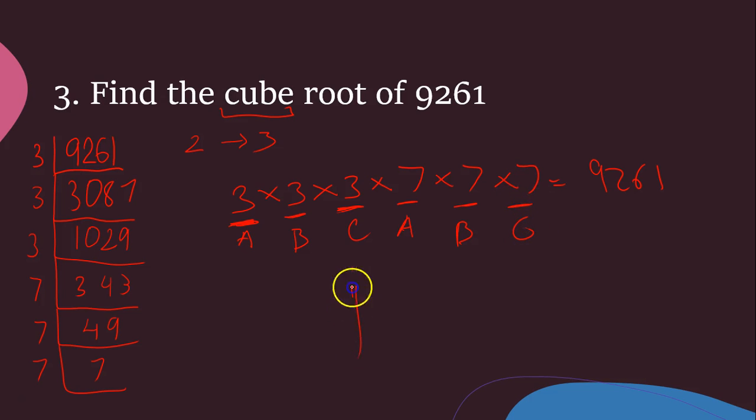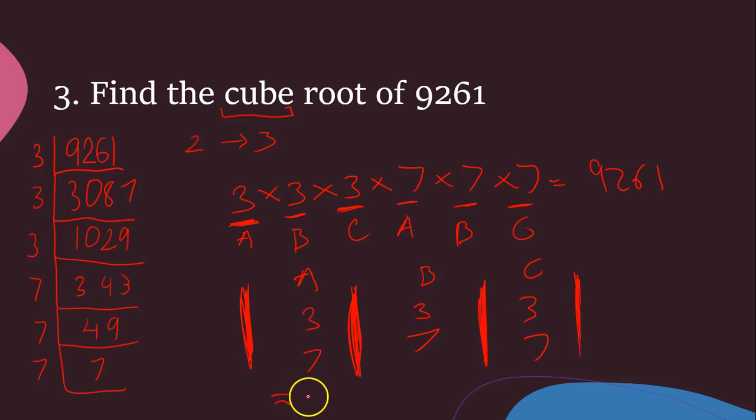So now let's make a small column here. I'll just make a very small and simple column. Hopefully it's clear. A, B, C. In A we have 3 and 7, in B we have 3 and 7, in C we have 3 and 7, and when you multiply them, they equal 21, 21, 21. So 21 times 21 times 21 is equal to 9261. That means the cube root of 9261 is 21. So the answer is 21.